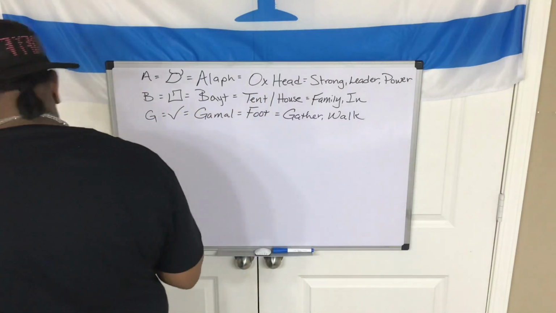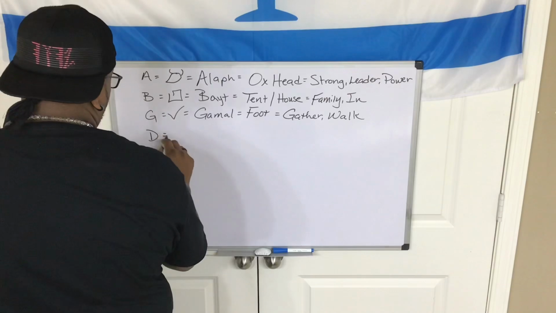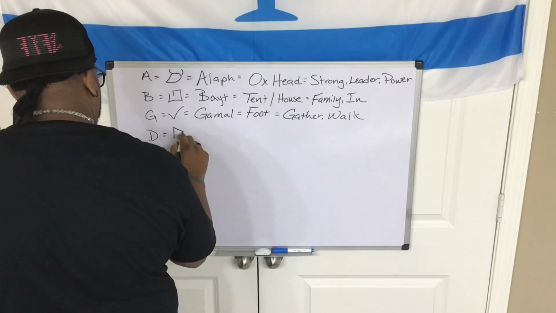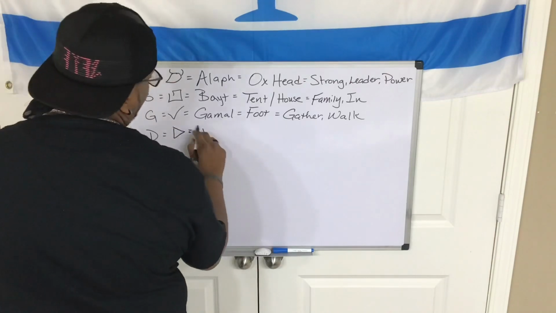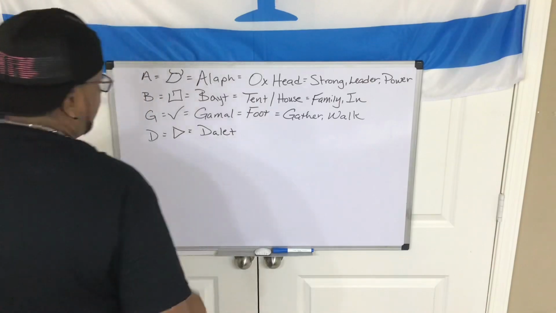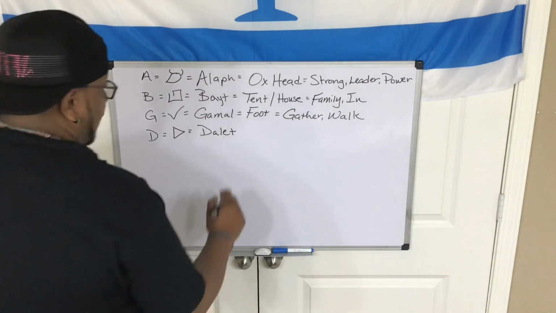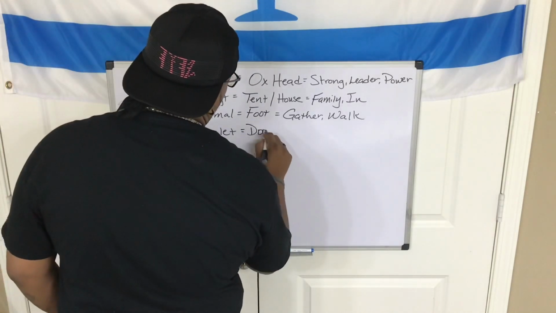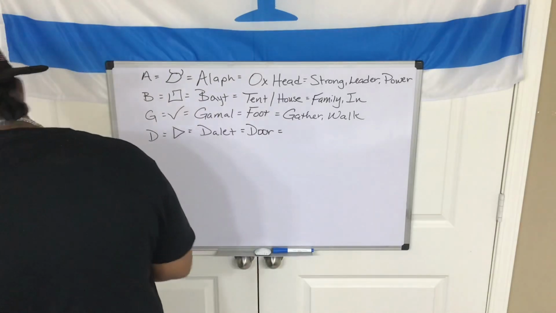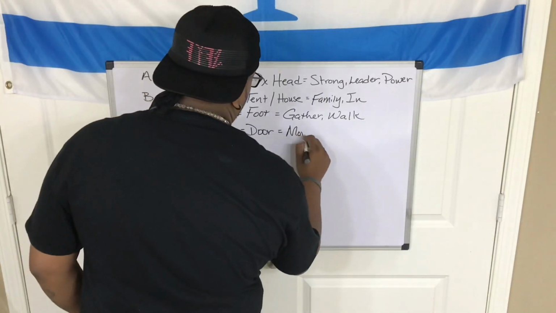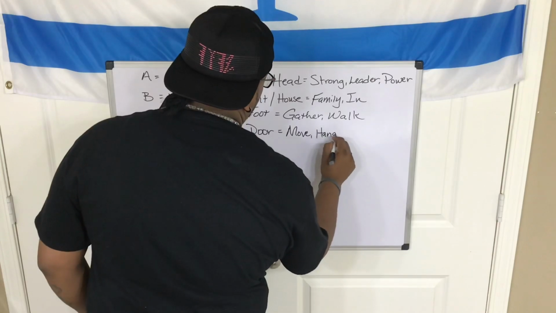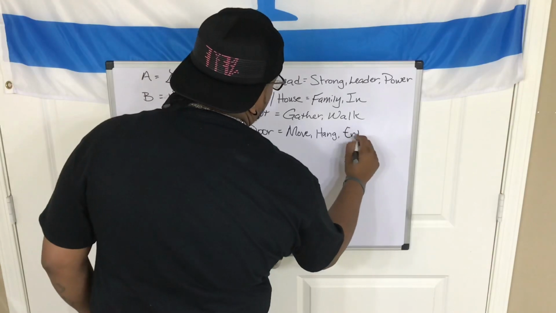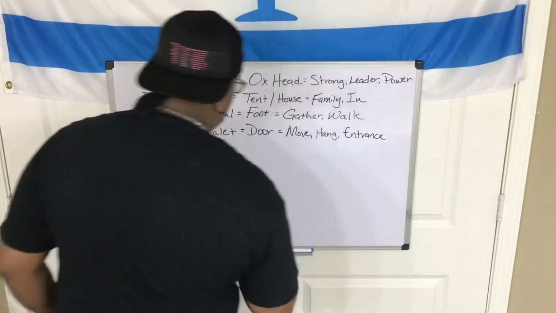The next one. It's amazing how a lot of these look like what it is, the dalet. It represents a D. It represents a door. It represents to move, to hang. It also represents an entrance. That's why Yahusha said, I am the door. Hallelujah.